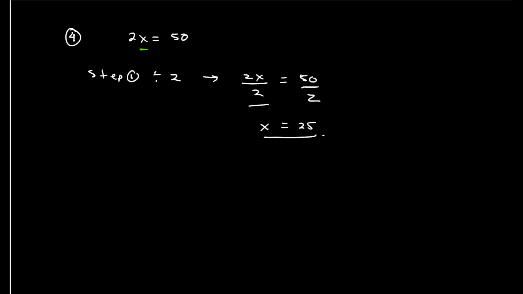So x equals 25. Let us see if that's correct. Plug that into our original equation. 2x is 25 equals 50. On the left, we have 2 times 25, that's 50 equals 50. That's correct. Great job. Let us move on to question number 5.